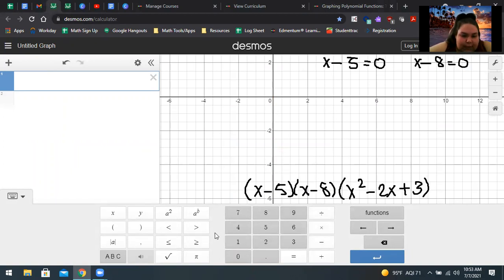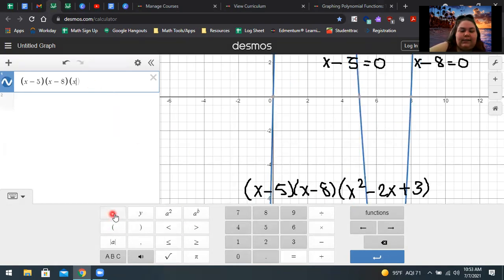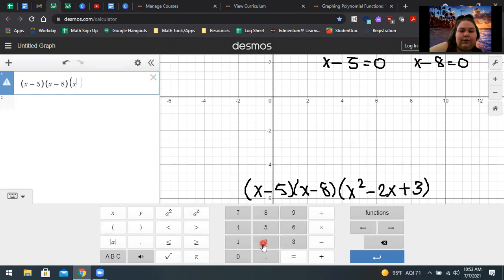So I need parentheses. I have open parentheses, x minus 5, close. I have another set of open parentheses, that's x minus 8. Let me add that so you can see. The next is open parentheses, x to the power of 2. I'm going to bring this down.